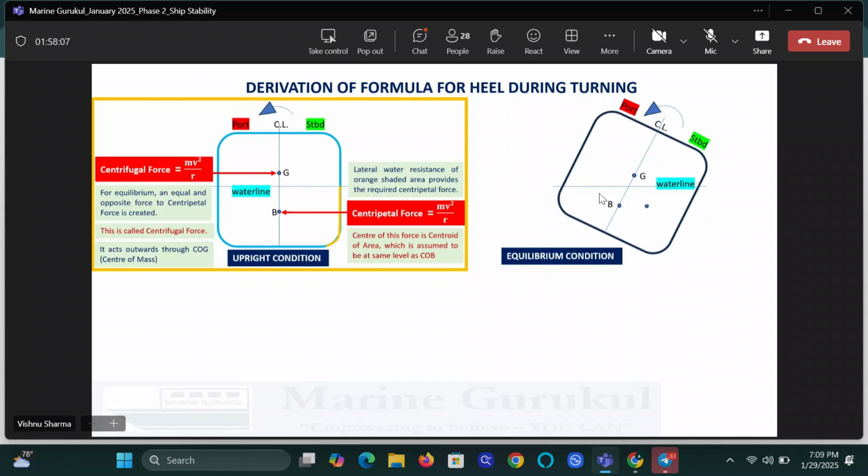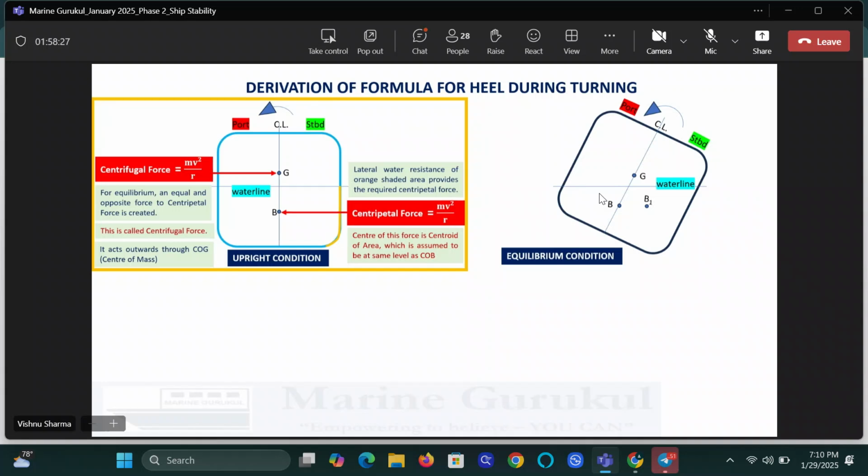Now, in this condition, what has happened? Buoyancy has shifted to B1. And now, guys, what happens in this case? The heeling moment and righting moment have become equal.